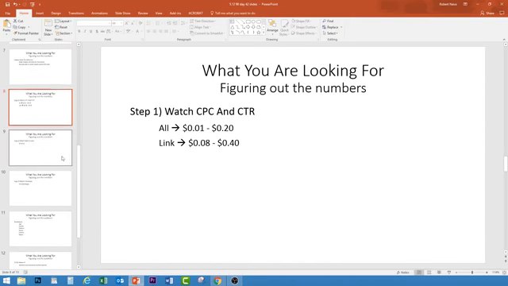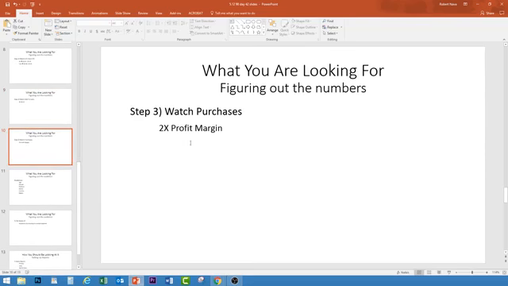And then step two, you're going to pay attention to your add to cart to make sure they're not costing you too much, right? And then step three, you're going to make sure that you're not spending 2 times your profit margins, right?